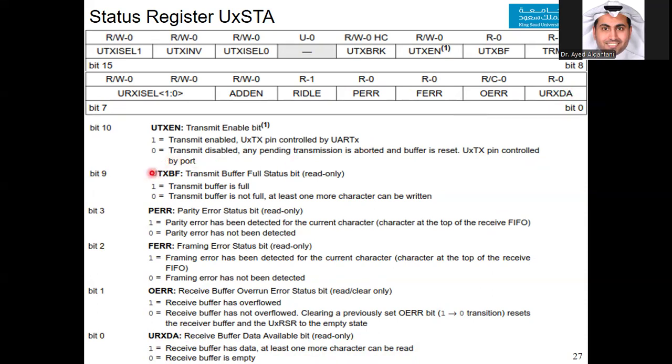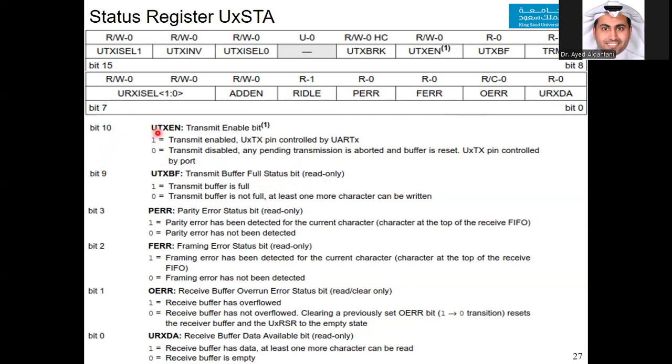You have also the UART transmitter buffer full. The transmitter buffer, is it full or not? If it is 0, it's not full. If it is 1, then the transmitter buffer is full. If the transmitter buffer is full, then you cannot transmit any longer. You have to wait a little bit.